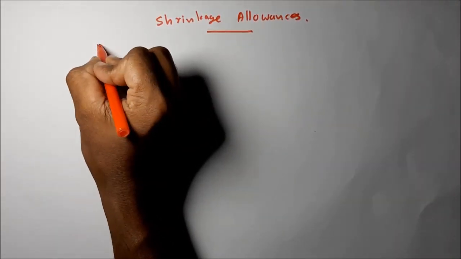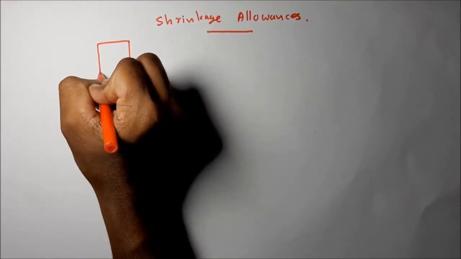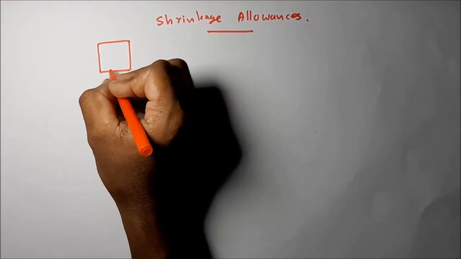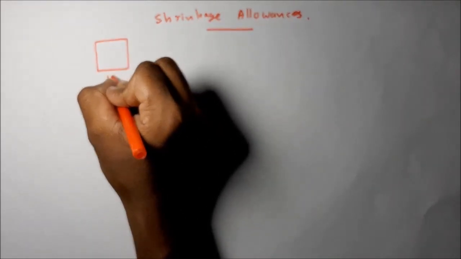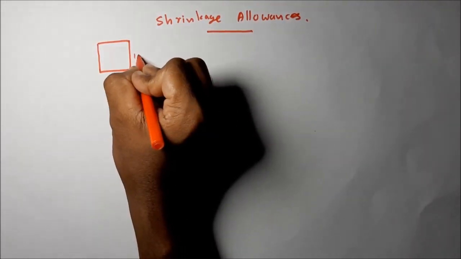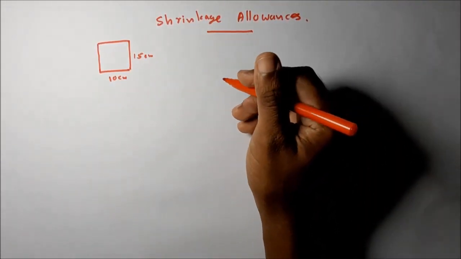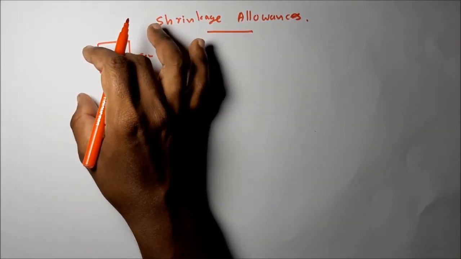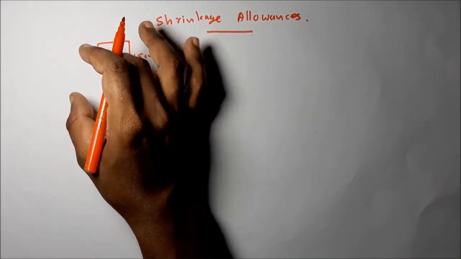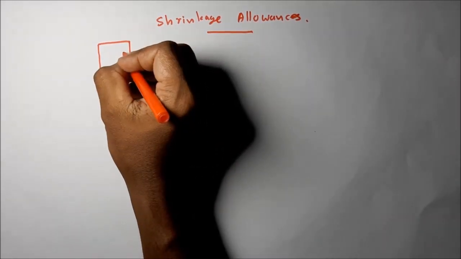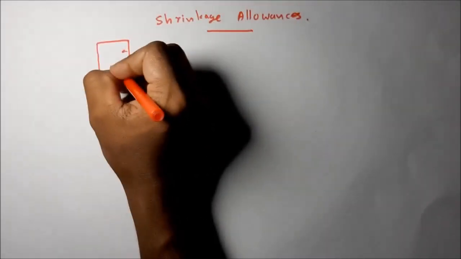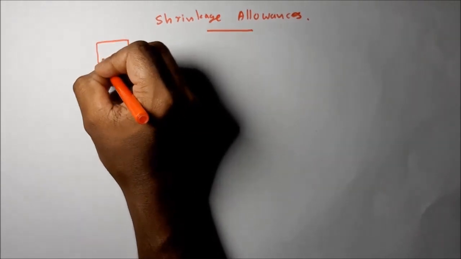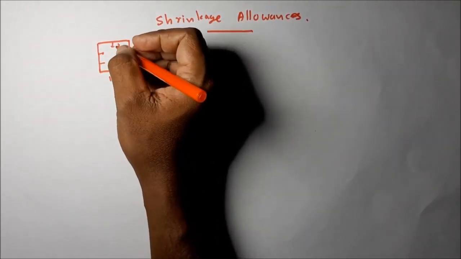Let's take this is the dimension we want to manufacture. Let's take the numerical values: 10 centimeter, here 15 centimeter, something like this. So what happens if we make the pattern to the exact dimension and cast it? What happens during solidification? It gets shrunk.